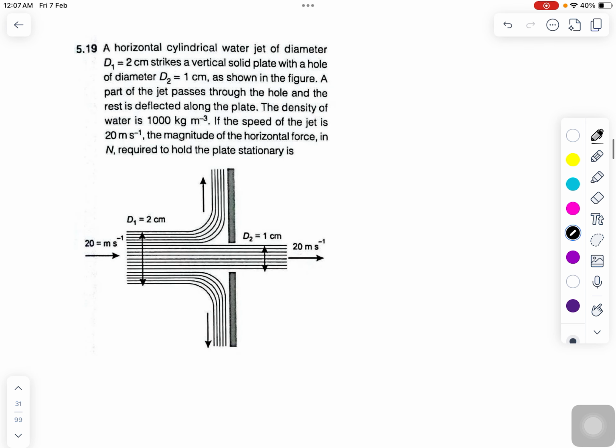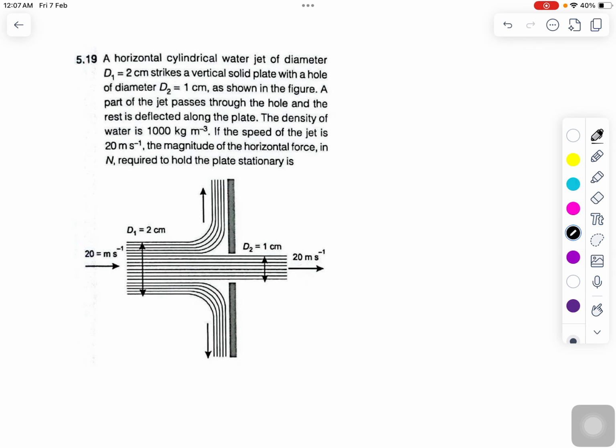After that, I'll be moving towards the next question. This question is also very important. This is based on the force balance and momentum balance equation. So a horizontal cylindrical water jet of diameter d1 is given to you in the figure you can see, and the diameter d2, which is a hole there through which water is flowing. A part of this jet passes through the hole and the rest is deflected along the plate. So you can see here it is getting deflected along the plate along this direction and along this direction.